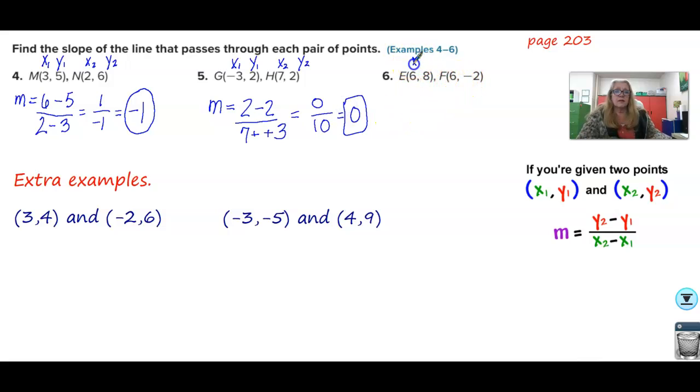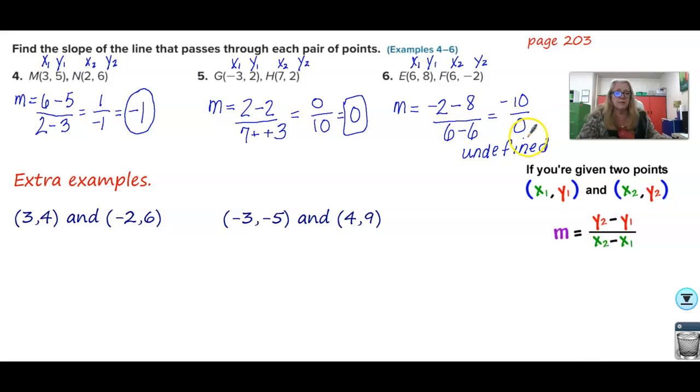Number 6, first x, first y, second x, second y. The slope is second y minus first y over second x minus first x. Negative 2 minus 8 is negative 10, but 6 minus 6 is 0. When you have 0 in the denominator, this is an undefined slope.